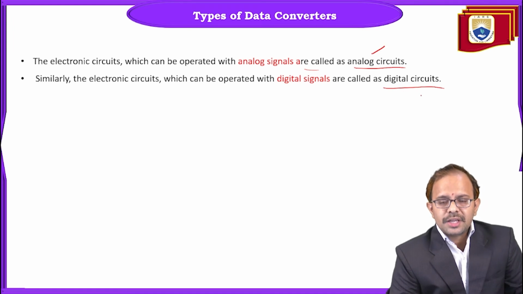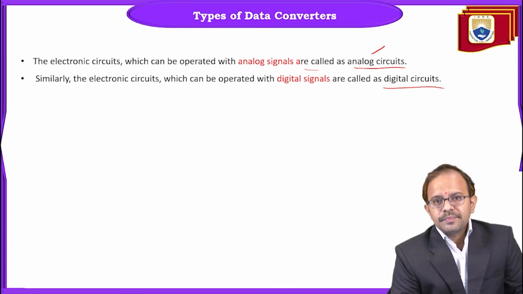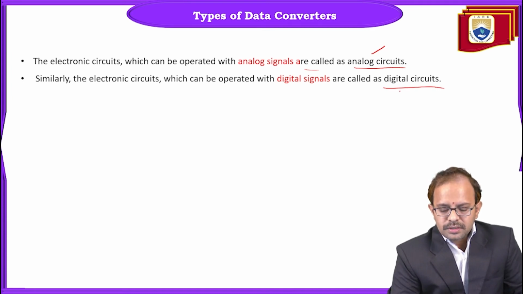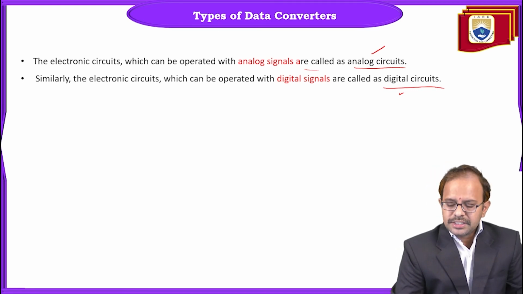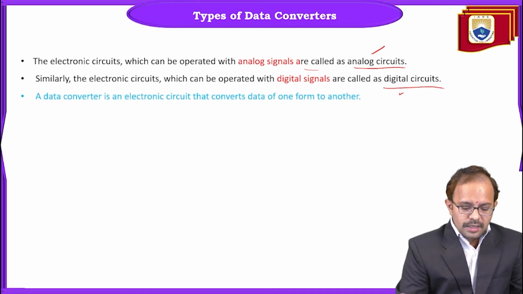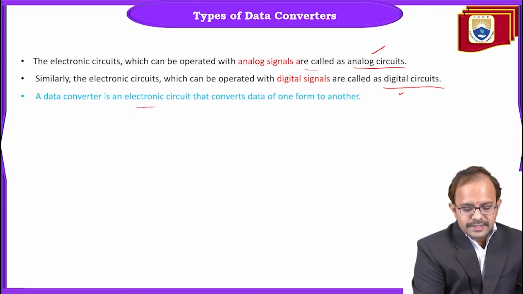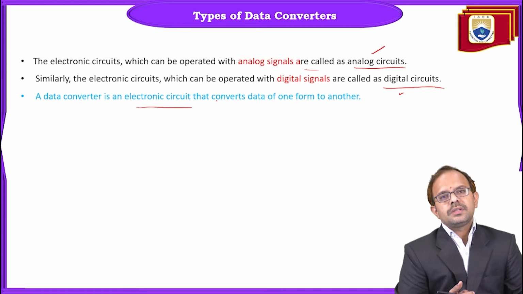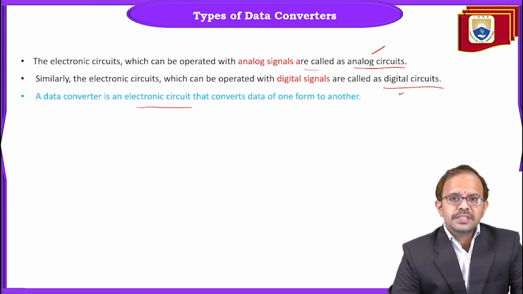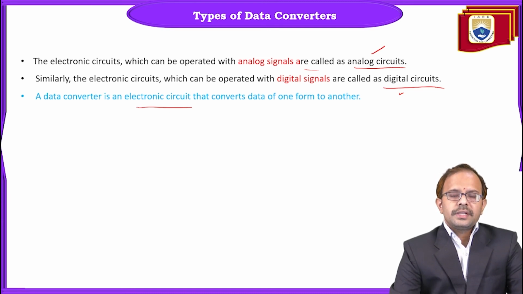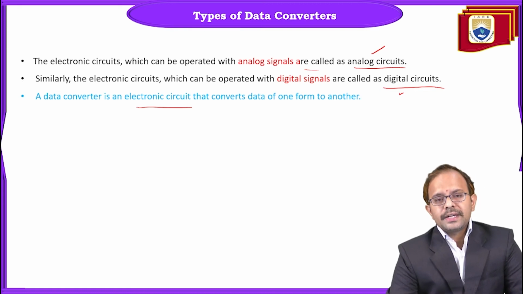And coming to digital circuits, they operate with digital signals only. That means the input, the data and the signal are digital in nature. And now the data converter is again an electronic circuit. So we have seen two types of circuits: we define analog circuit and digital circuit in terms of the input, output or the operation.